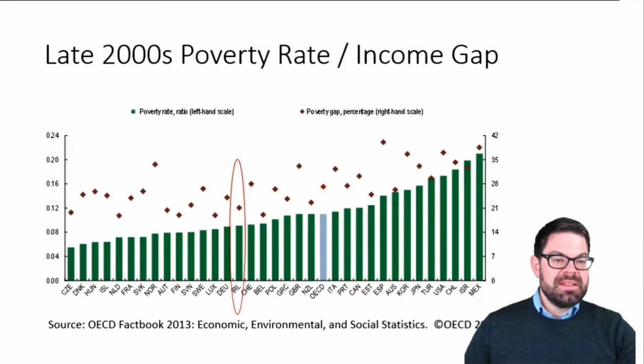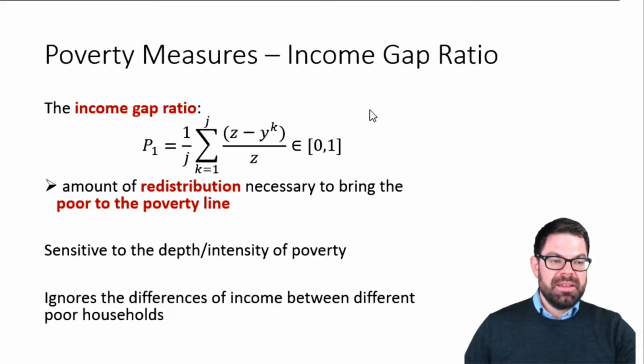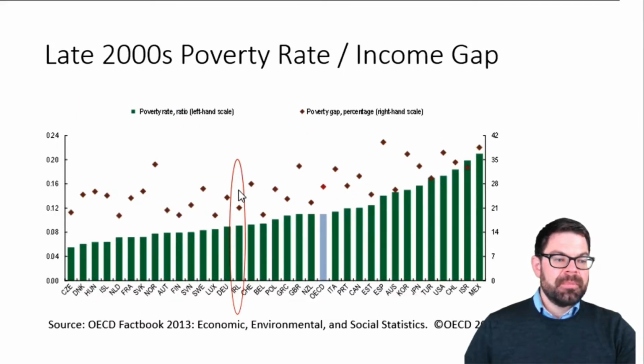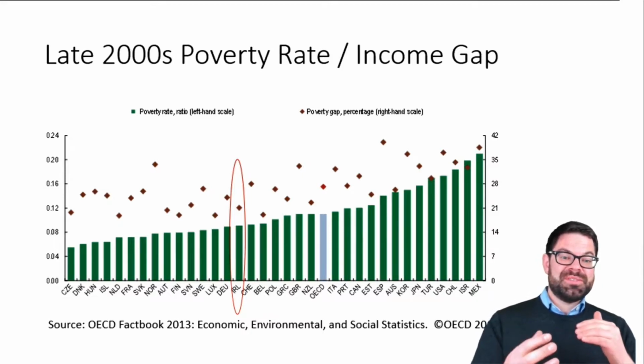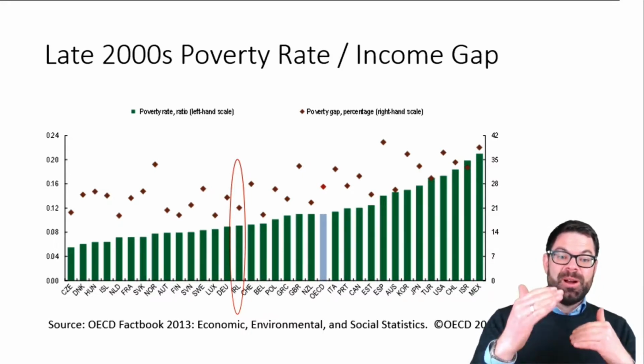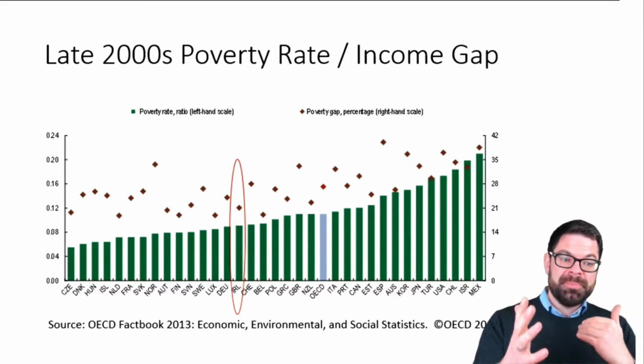Right? And you can see this here. So you have here the poverty gap. So that's the income gap ratio. And for that, you have the scale on the right. And so for Ireland, that is around 20. So on average, the poor people are about 20 percentage points away from the threshold. Okay? So they are basically at 80% of the poverty line, the average poor person.